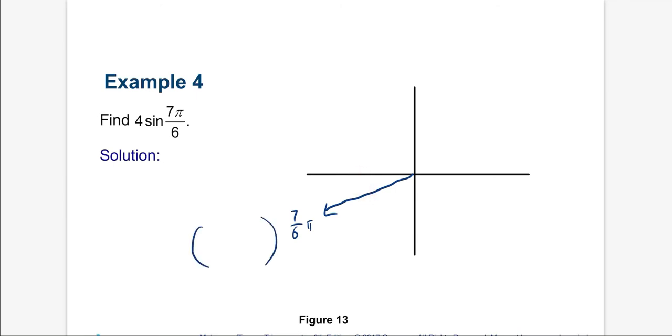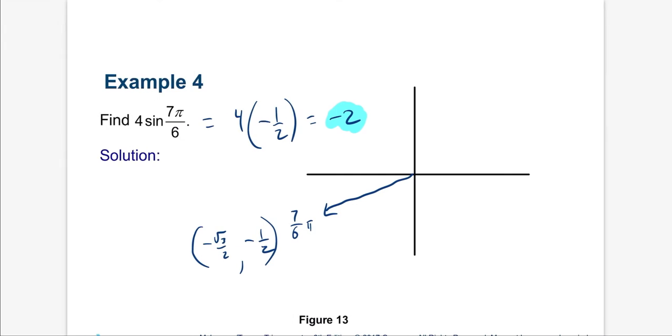And the coordinates for this angle would be negative radical 3 over 2, comma negative 1/2. And since we're looking for sine of that angle, it's going to be negative 1/2. But notice that you have a 4 in the front. So the 4, you're going to multiply that by whatever this is, which we see is negative 1/2. So it's going to turn out to be 4 times negative 1/2, which is negative 2. This is our final answer.